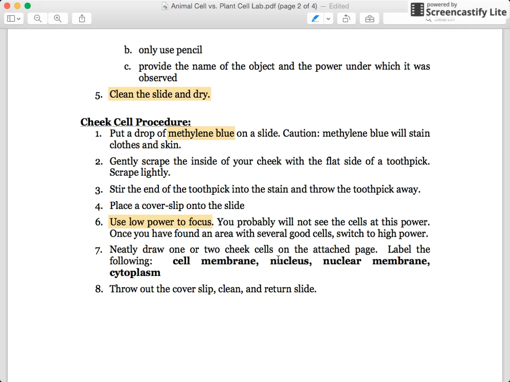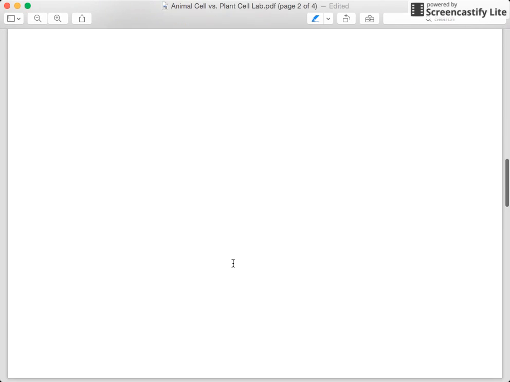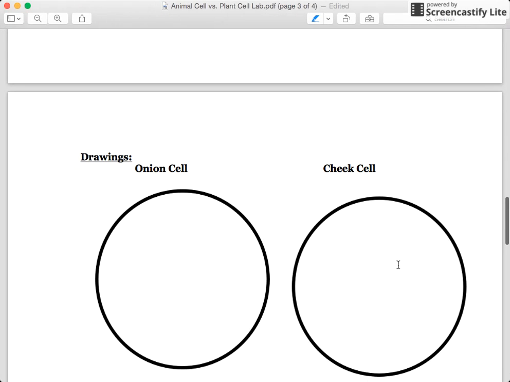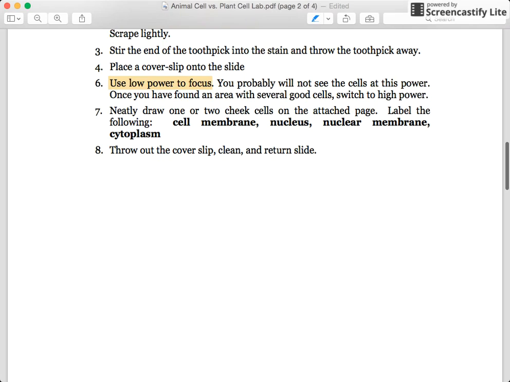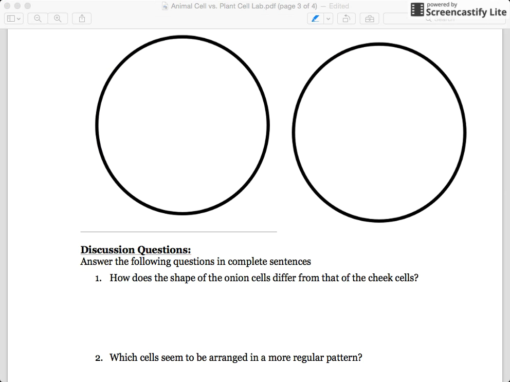So once you find a cell that you want to either draw or take a picture of, go ahead and do either of those in this section right here. And just like last time, you're going to label the cell membrane, the nucleus, the nuclear membrane, and the cytoplasm. Just like the last time with the onion cell, you're going to throw out the cover slip, not the slide, just the cover slip that you put on top of the slide. And then you're going to clean and return the slide so that the next class can use it.